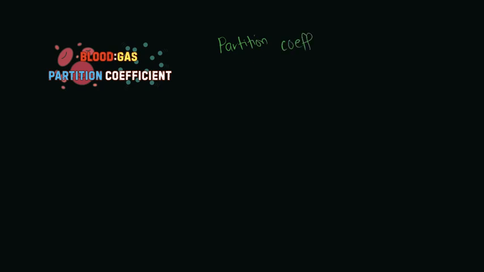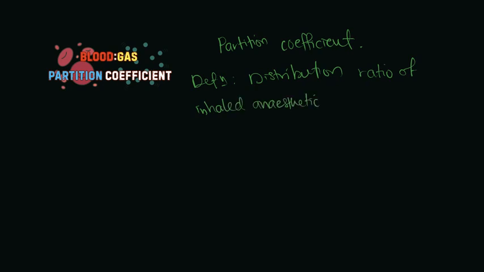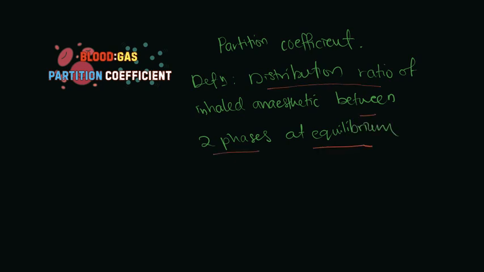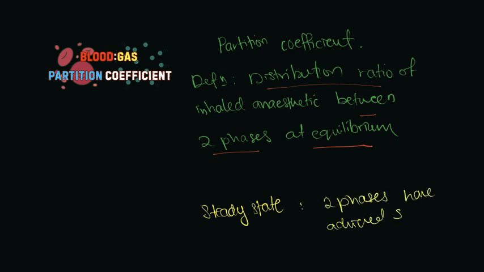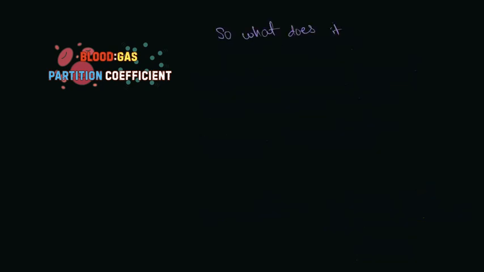So we've seen how partition coefficient is visualized, so we understand the solubility and partial pressure, but how do we describe it in technical terms? By definition, it is the distribution ratio of inhaled anesthetic between two phases at equilibrium. And steady state is when two phases have achieved the same partial pressure. So what does this all mean?